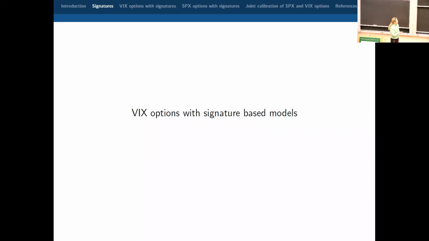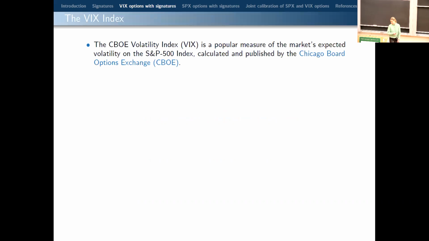So now let me come to VIX options with signature-based models. What is the VIX? First of all, this is a measure of the market's expected volatility of the S&P 500. I use SPX and S&P 500 interchangeably. SPX is the symbol of the S&P 500, and the options are written on SPX actually.